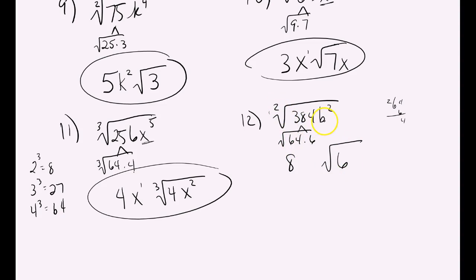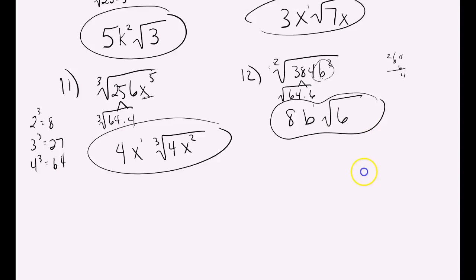And now I'll do this. So the variable is to the second power. 2 goes into 2 one time with a remainder of nothing. So there is nothing underneath. So it should look like that.